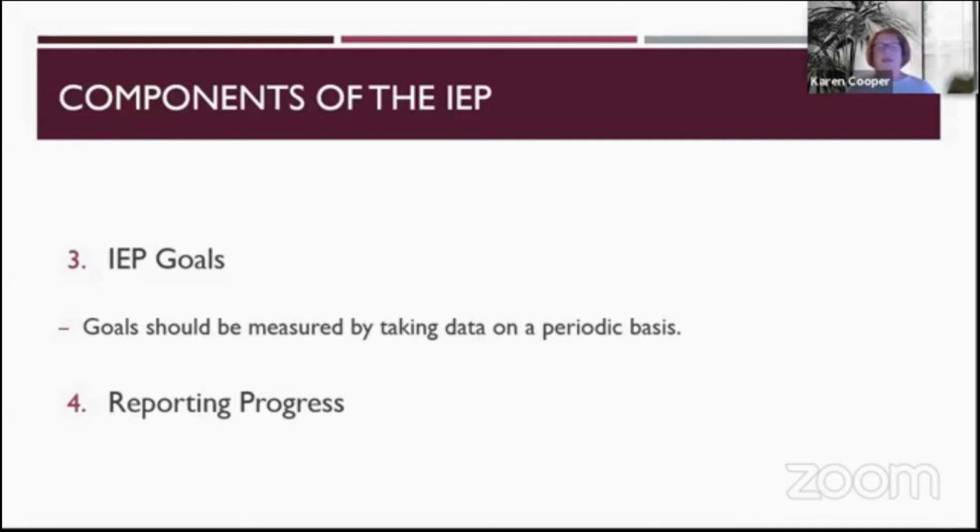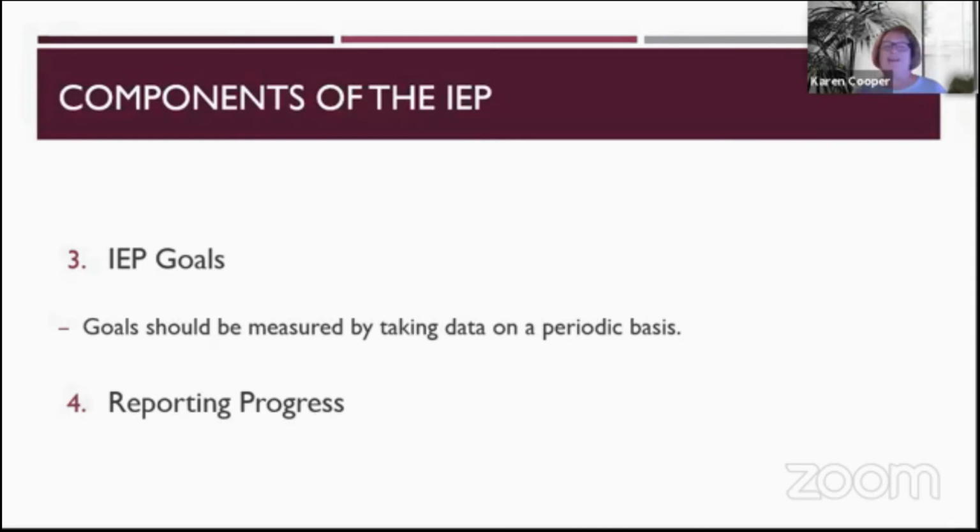So the next component of the IEP is now we're ready to create those goals. And I am not the best goal writer, but I do have two strategies that I use to determine whether or not a goal is written well. First, I want everybody to understand that goals should be measured by taking data on a periodic basis. For me, that is the only way to get objective information to verify that the child is making progress on that goal. So the goal should be written so that we can take objective data.